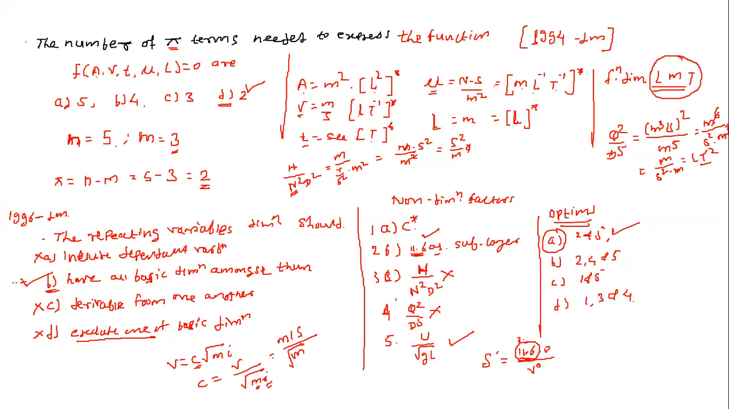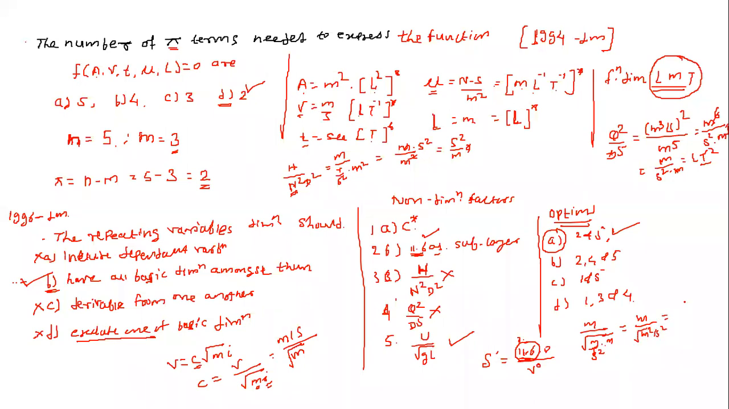But if you go for the last one, u by root gl, directly we know that u by root gl is the Froude number. It is non-dimensional, or we can check its dimension also. u has the unit of meter per second upon root gl. g is the acceleration due to gravity, having the unit of meter per second square, and length has the unit of meter. If you simplify it, we have meter upon root of meter into meter per second square, meter square upon second square, under root.